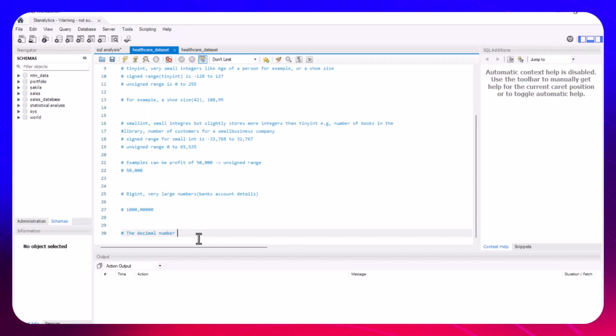A decimal is basically used to store decimal numbers, as the name goes, and I'm also going to show us the format in which a decimal number is stored. So a decimal number is stored like this. Where m indicates the total number of digits, while n is the number of digits after the decimal point.